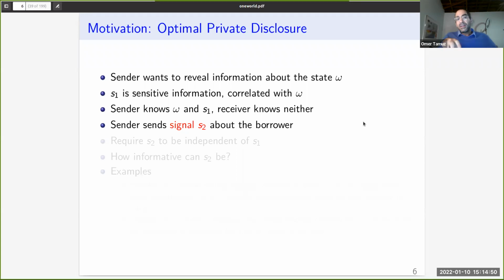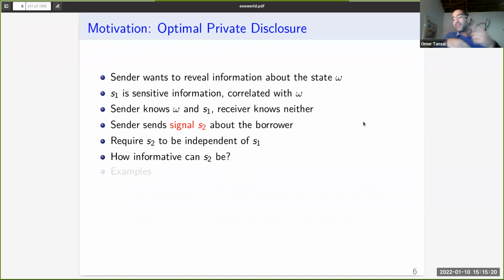The sender sends the signal S2, not about the borrower, so that should be about the state. That's a mistake, sorry. But the sender sends a signal about omega. And the requirement is that S2 is independent of S1. So I want to tell you as much as I can about omega without revealing any information about S1. And the question is, how much information can I tell you about omega?